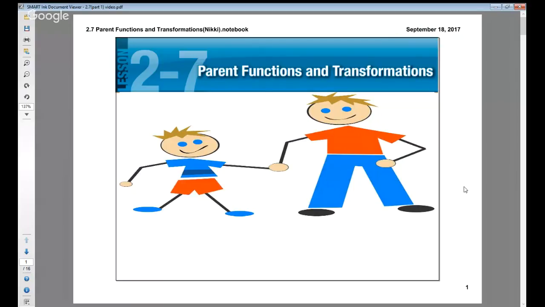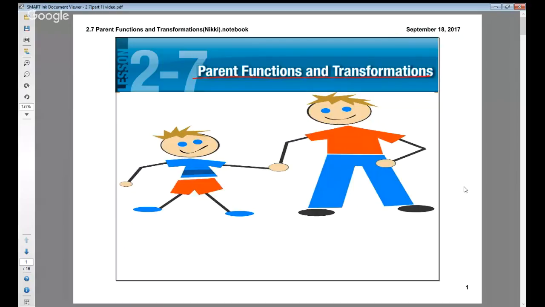And for this video lesson, we're going to be doing part 1 of section 2.7, which is covering parent functions and transformations. Now before we get started, I want you to take a look at this picture I put up of a parent and his child.